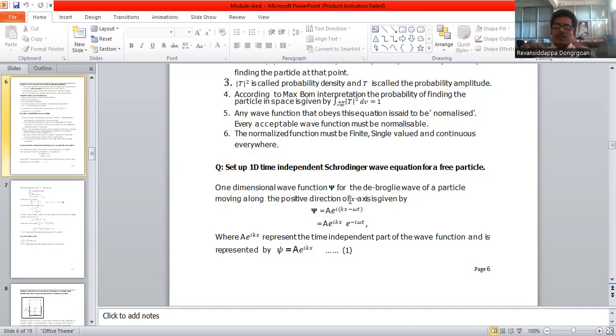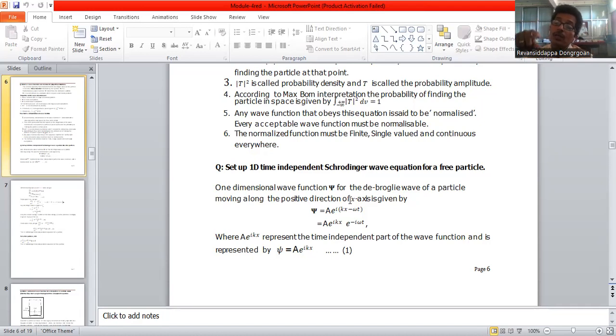If you bifurcate the same wave function, how will we do it? A into e to the power of (ikx minus i omega t). Open the bracket, then A e to the power of ikx on one side, and A e to the power of i omega t on the other side. One is minus, another is plus. So there are two parts: one is ikx, another is i omega t. One is the position x, another is the time. So both are included.